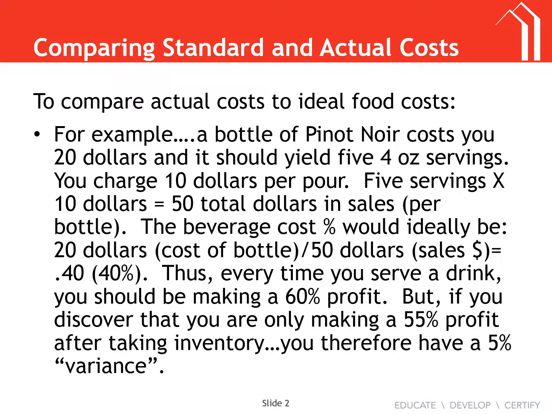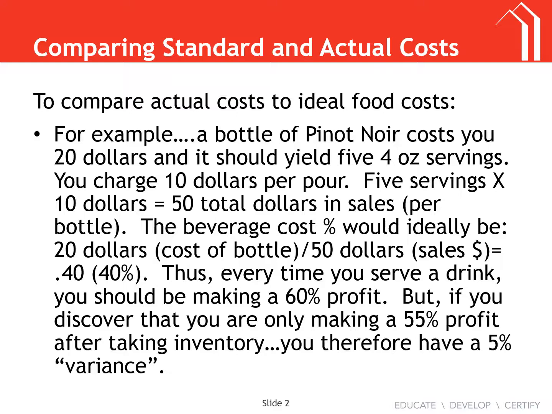Now, the beverage cost percentage would ideally, theoretically be $20, because you paid $20 for that bottle, divided by $50, that's the amount of sales you made from that bottle, so that equals 40%. Thus, every time you serve a drink, you're making a 60% profit because it costs you 40% to serve that drink, therefore 60% is yours. But if you discover you're only making 55% profit after taking inventory, you therefore have a 5% variance.